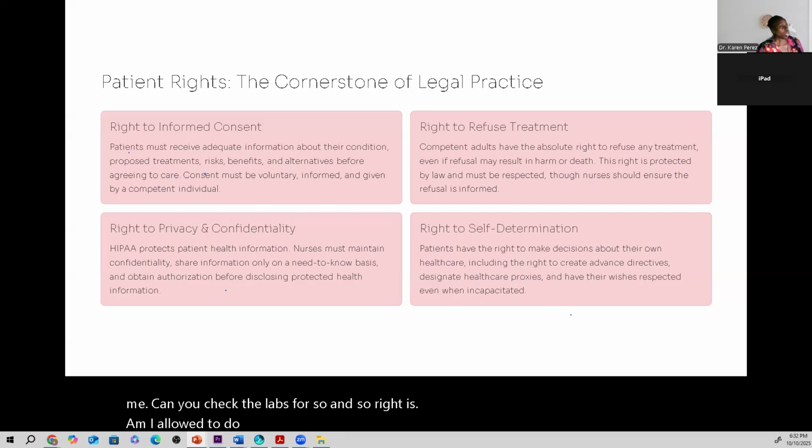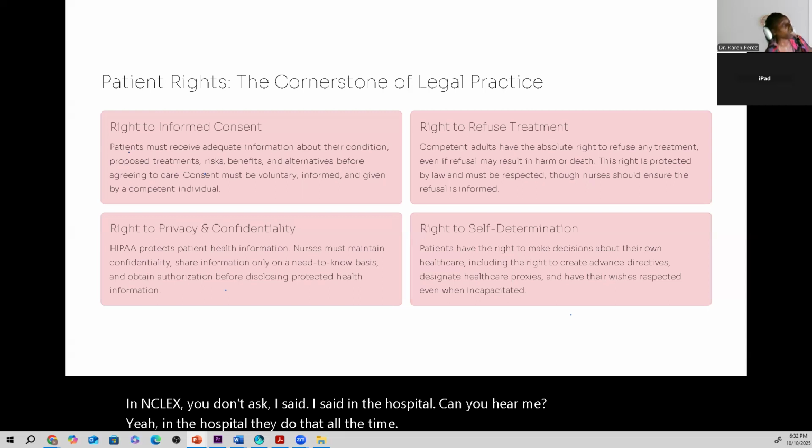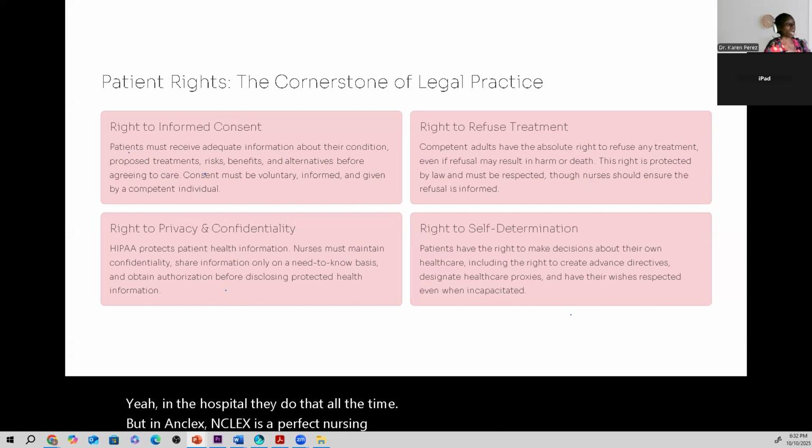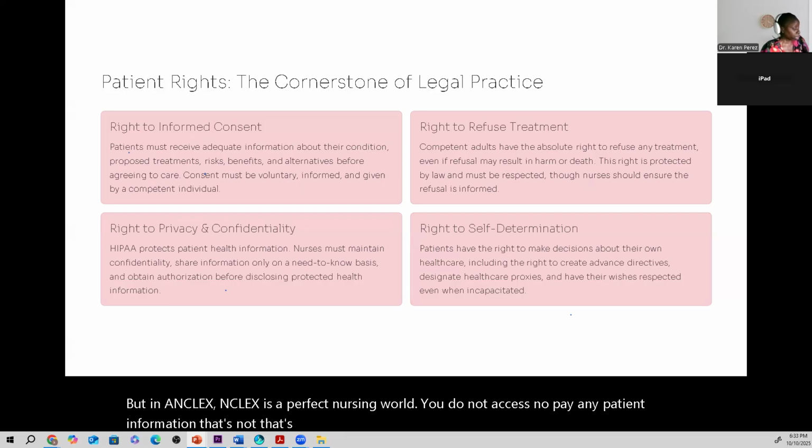NCLEX is the perfect nursing world. In the hospital, they do that all the time. But in NCLEX, which is a perfect nursing world, you do not access any patient information that you are not directly related to their care. Ever.